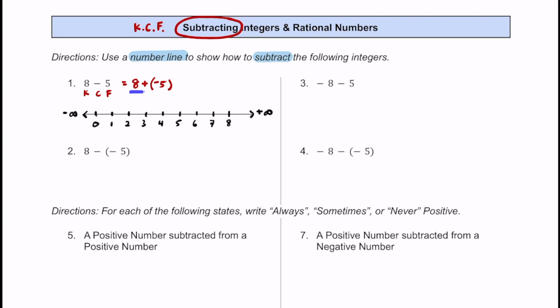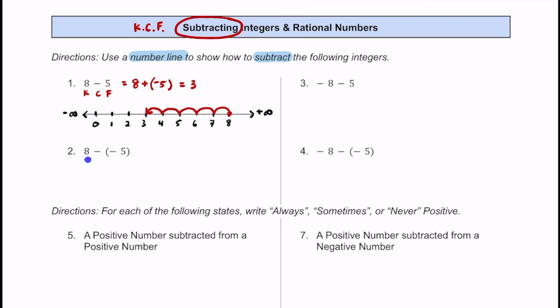Starting with this first number of 8, we're going to plot a point on the number line. And we're adding a negative 5, which means we're moving to the left, as opposed to the right if we had a positive 5. So let's move 1, 2, 3, 4, and 5. So we end up at positive 3. So 8 plus negative 5 is equal to positive 3. Hopefully that makes sense, because 8 minus 5 is also equal to 3, but I just want to show you that this does work.